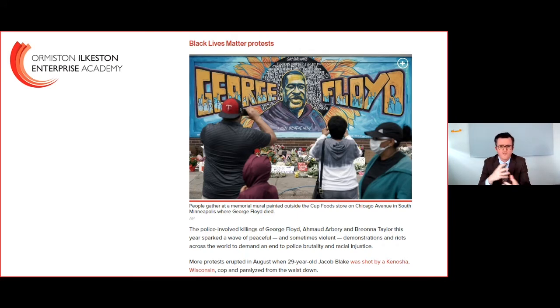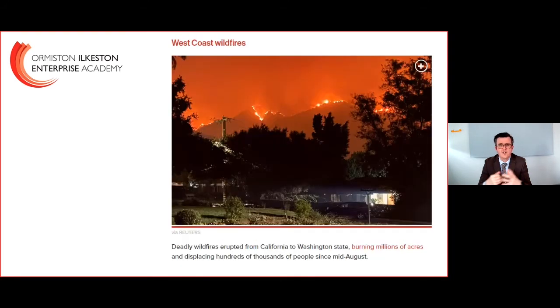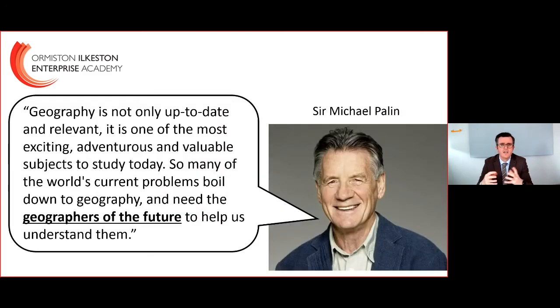So again, it's another example of how contemporary events that are going on around you right now, the world is such a fascinating place. This is a fascinating subject. The Beirut explosion, the issues, the challenges, the really significant global events, the wildfires on the west coast of the USA, and most recently the rollout of the vaccine for COVID-19 and the global effort, the different nations all around the world, the governments coming together. So, you can't escape geography.